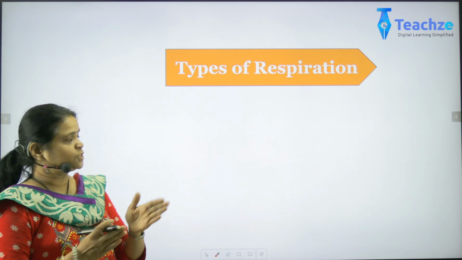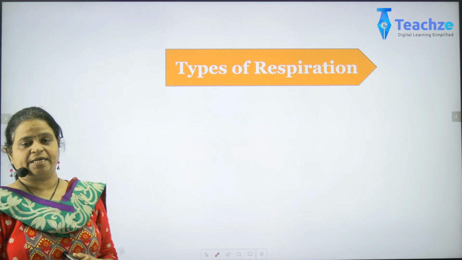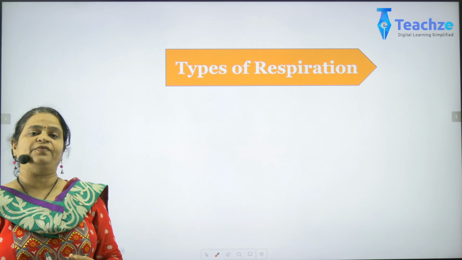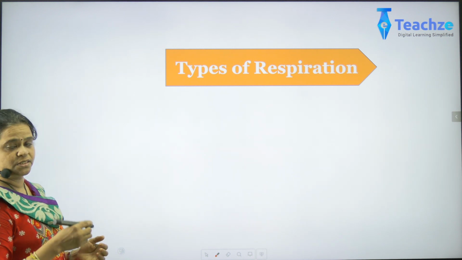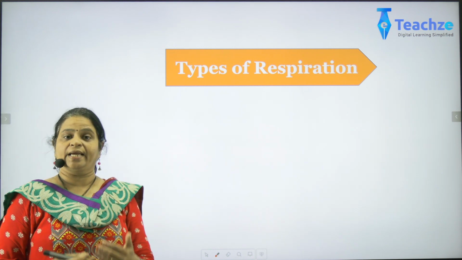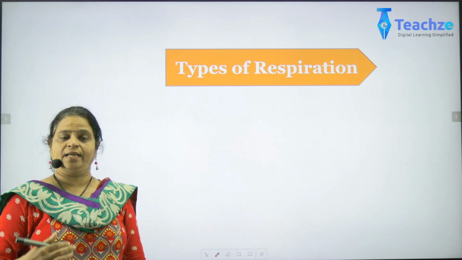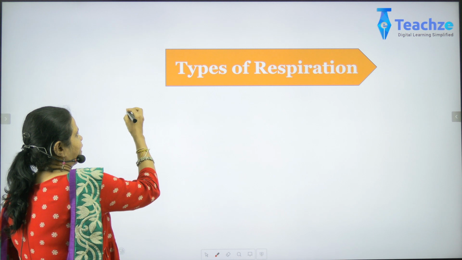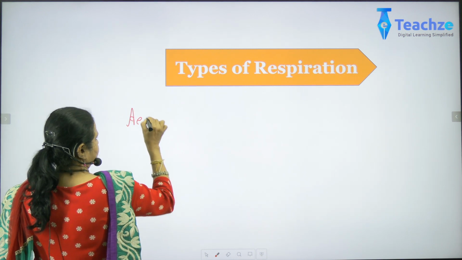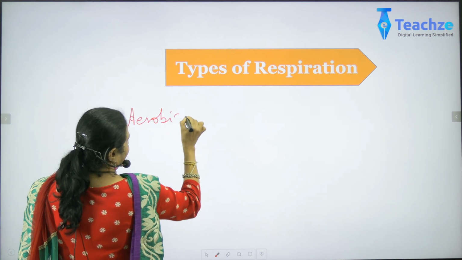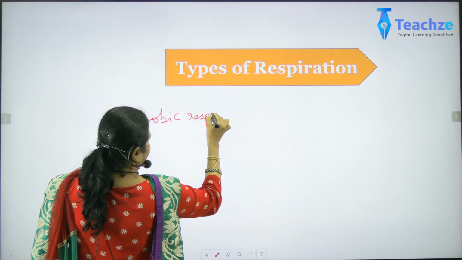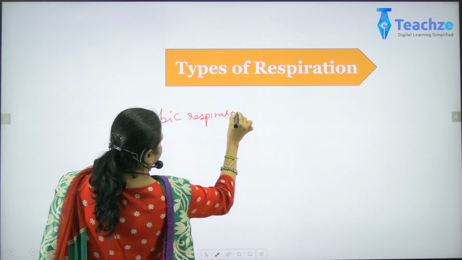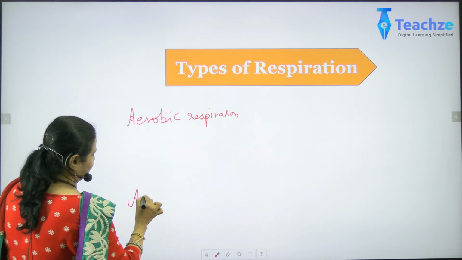Okay. Since we have seen what are the organs of respiration, let's take up what are the different kinds of respiration we come across, depending on whether the organism needs oxygen or can respire without oxygen. Now, respiration can be divided into aerobic respiration, that is in the presence of oxygen, and then you have anaerobic respiration.